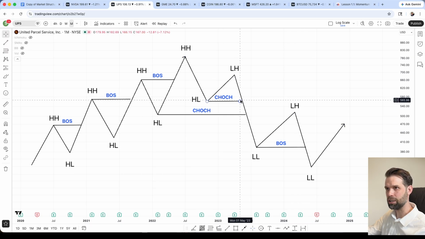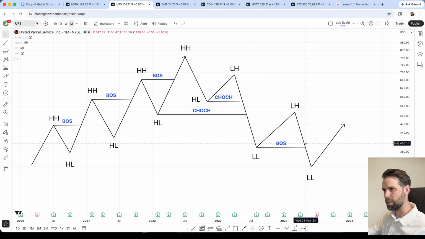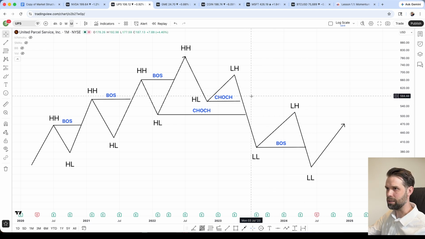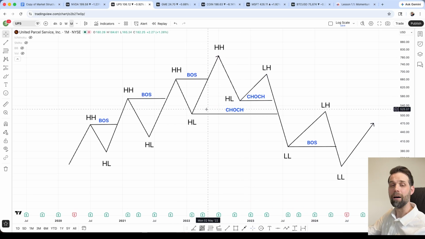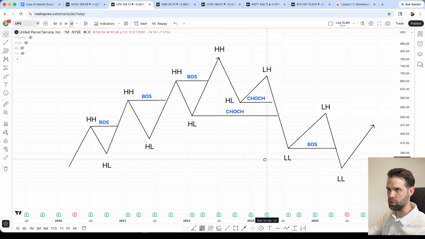We have a change of character, we have another change of character here, and then we have a break of structure. So all signs that the trend is changing. Your lower high is your first warning sign. The change of character is a warning sign. Here's another one that's official. And then we have a break of structure that confirms everything. So that's the basics of a BOS and a change of character.